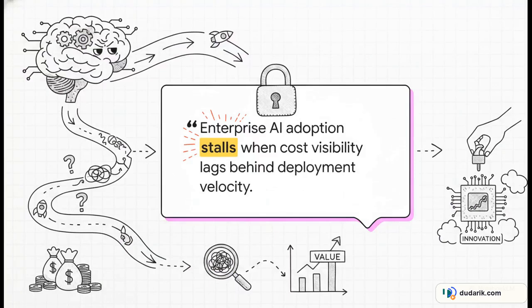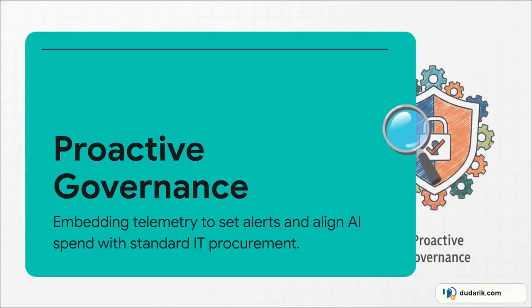So the crucial point is perfectly captured in this quote from our sources: Enterprise AI adoption stalls when cost visibility lags behind deployment velocity. Really think about that for a second. Cross-functional teams absolutely cannot justify massive AI investments to their stakeholders if they can't map where the spend is actually coming from or how it translates to business value. If you can't see the cost in real time, you end up pulling the plug on innovation just out of pure fear. And this brilliantly illustrates the paradigm shift to proactive operational governance.